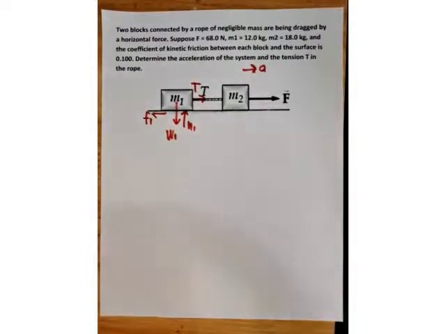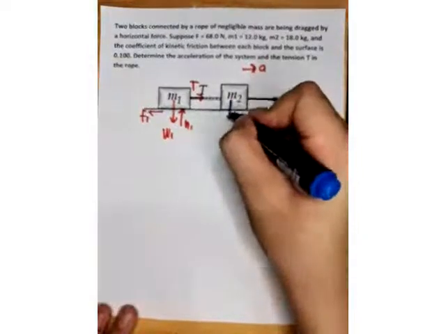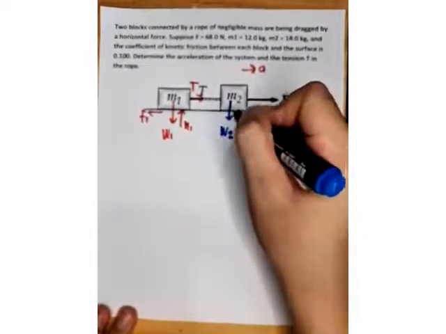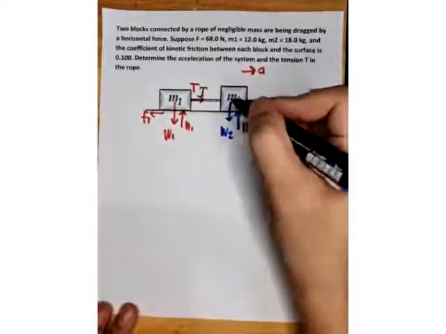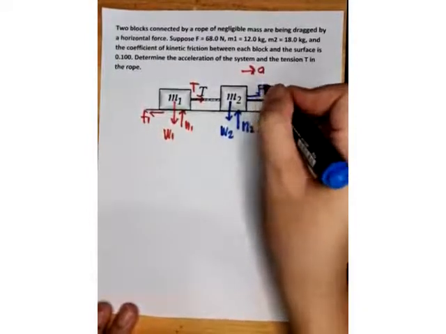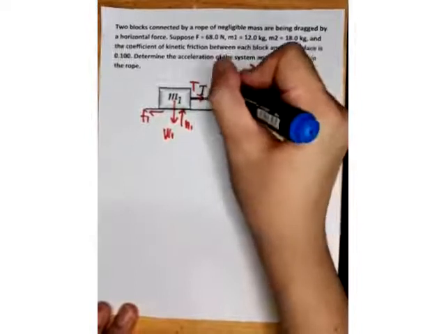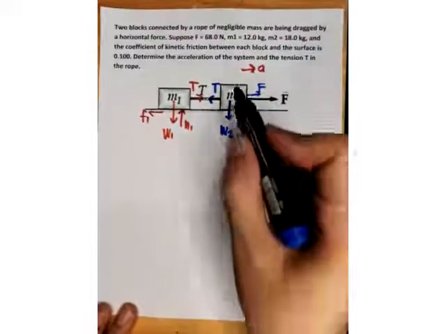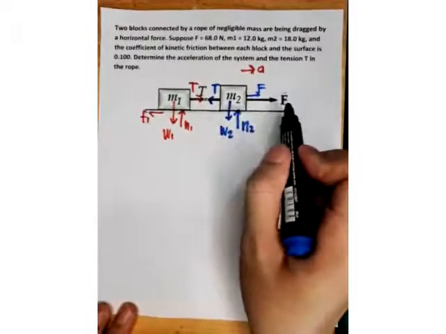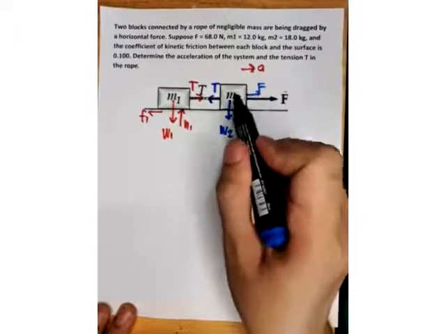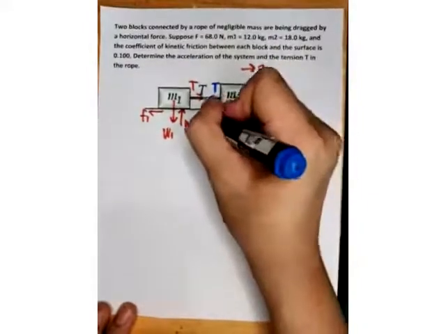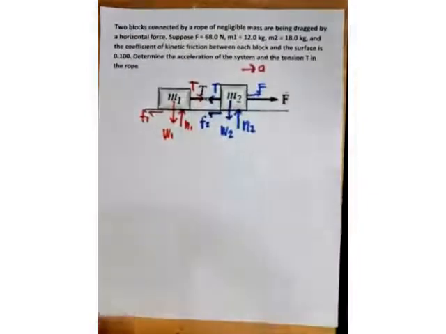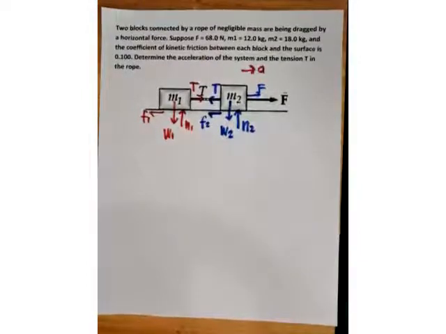So M2, what are the forces acting on M2? So we have the weight. Since it's also on the surface, we have normal 2. And then we have the applied force, F, and also the tension, T, which is away from the object. And since the object is also moving to the right, and there's friction between the surface and the object, frictional force should also be opposite the motion. So it should be to the left. Okay, now let's draw the FBD.